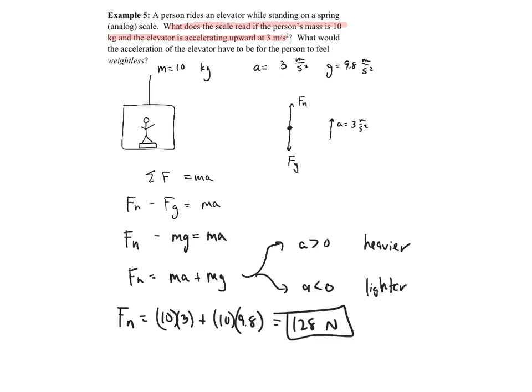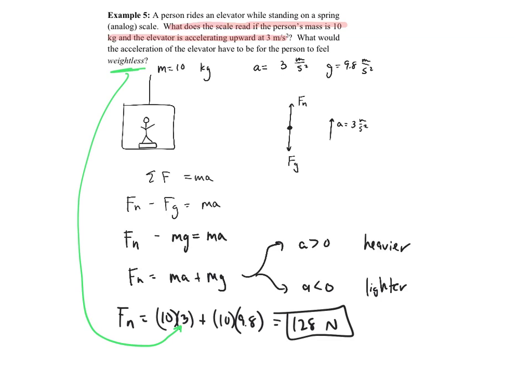To follow up with the second part, like we just stated, what would make you feel weightless would be, go ahead, Jack. What would make you feel weightless in this problem? You would need the acceleration to be negative 9.8, which is the opposite of gravity pretty much.